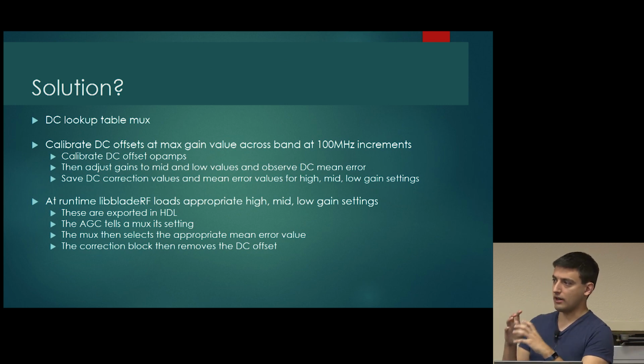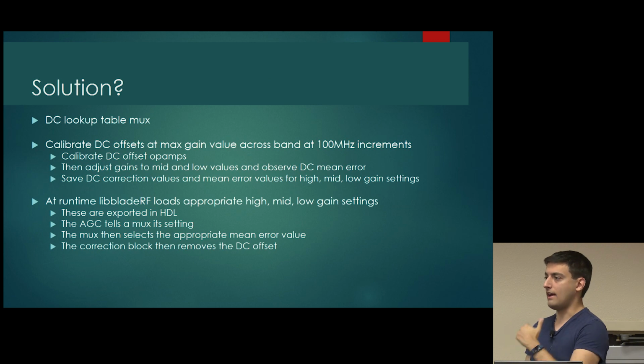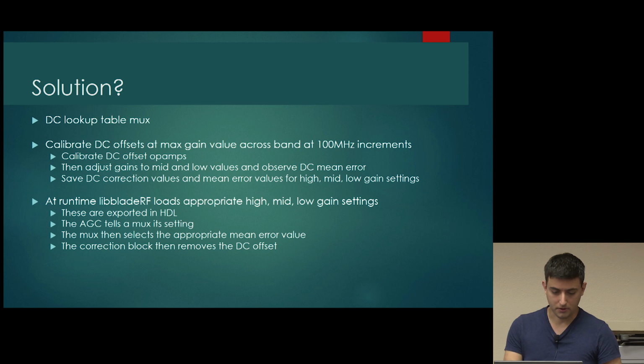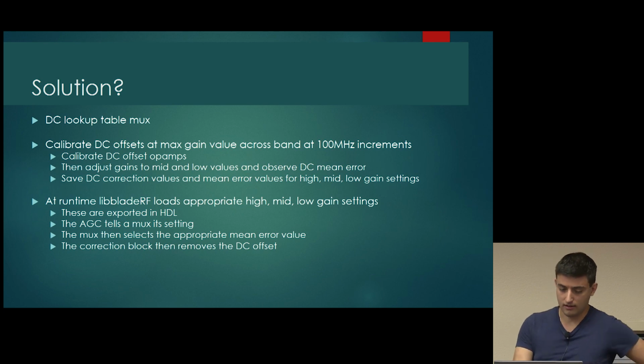So the idea is that as the AGC is running, it's telling this DC correction lookup block what value to subtract from the incoming signal. Instead of removing the DC offset in analog, we're removing it in digital, within the FPGA. So this is basically a dance that is done between the software bladeRF and the HDL inside of the FPGA.